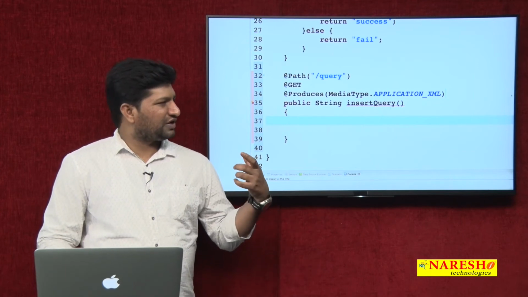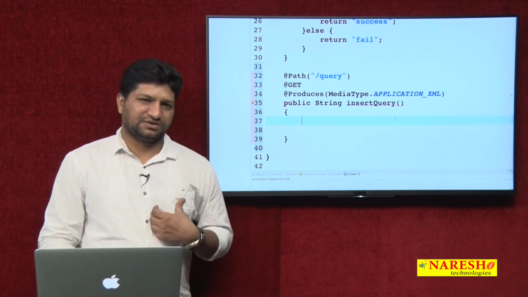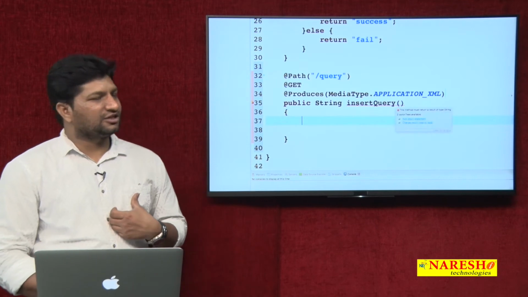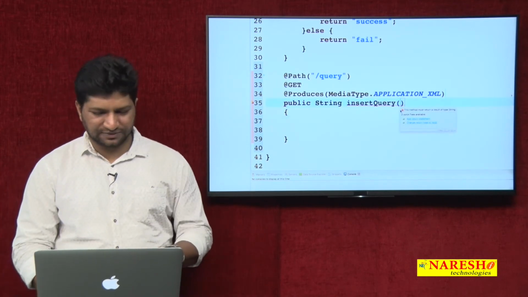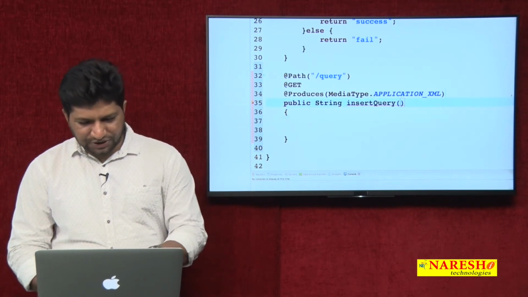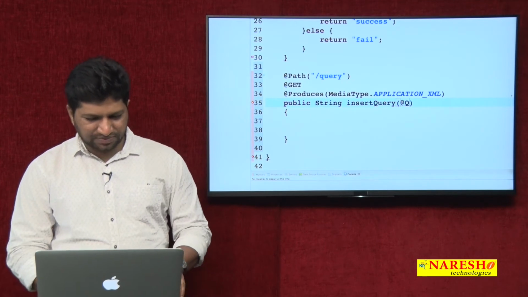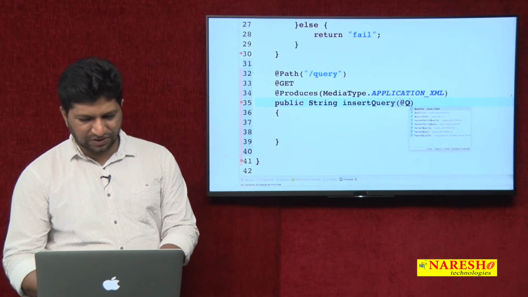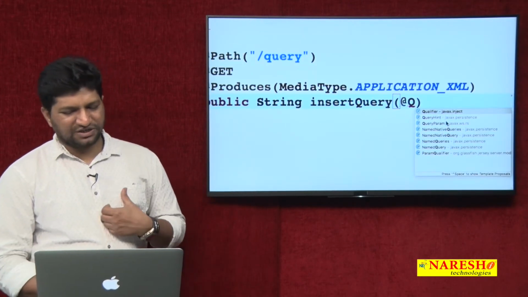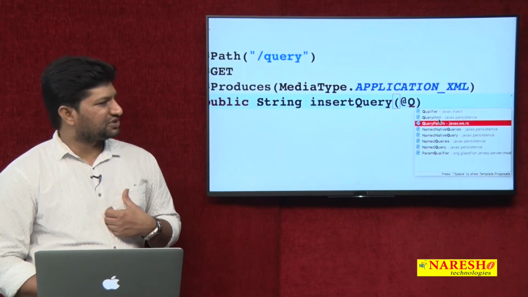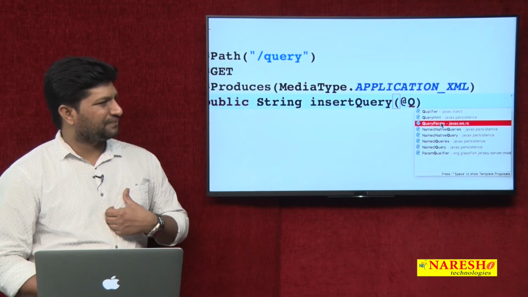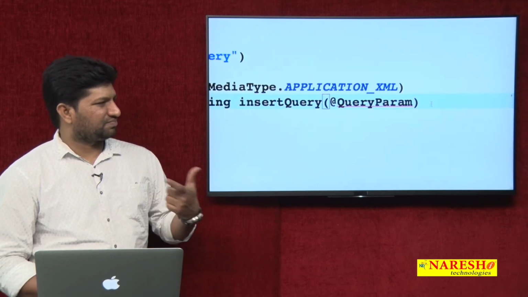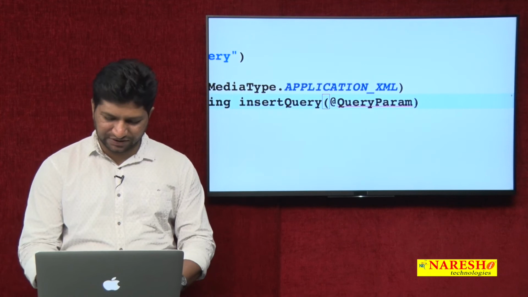One of the approaches we have is query parameters. How are we going to receive the data in the form of query parameters? Let's use an annotation inside this method, the @QueryParam annotation. Specify the parameter name, the parameter you are receiving.